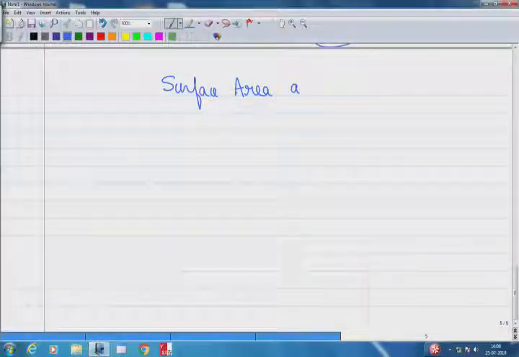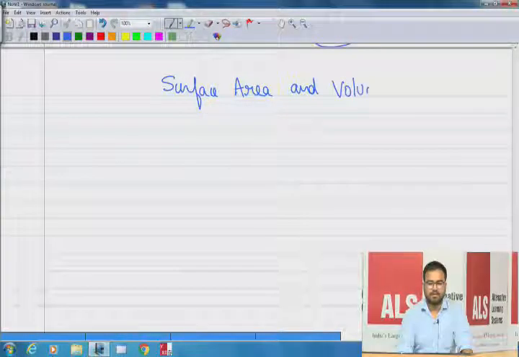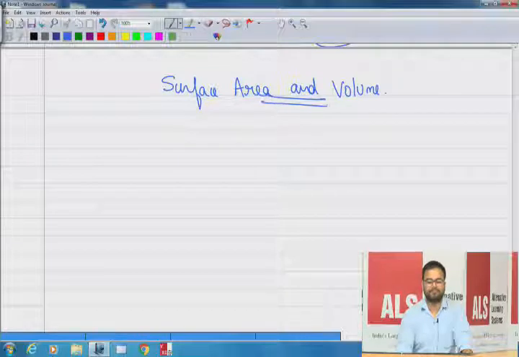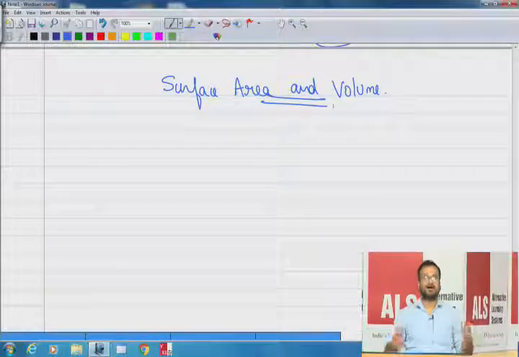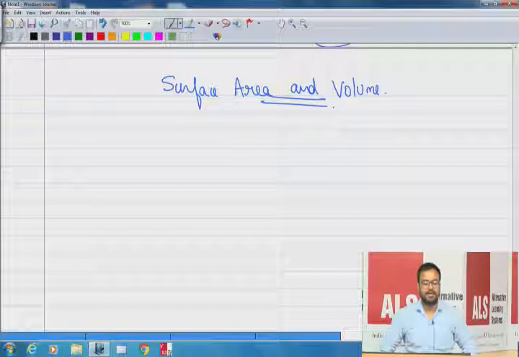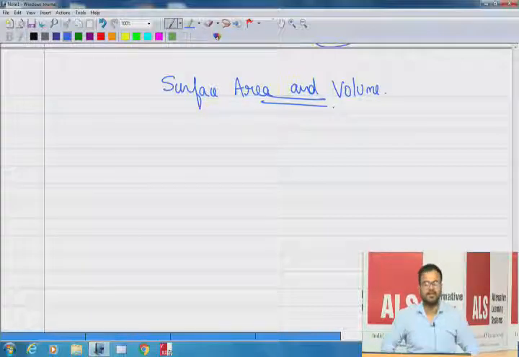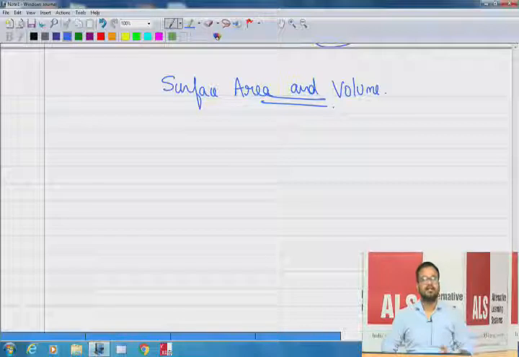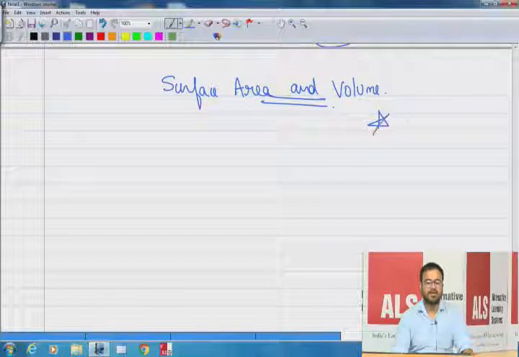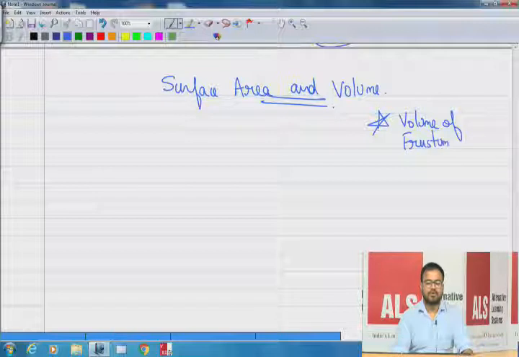surface area and volume. Now, in the 9th class also you have studied the surface area and volume. So what is the difference between the content of the 9th class and the content of the 10th class? The formulas are going to be the same. Only one difference is there, that a new topic you will learn about is the volume of frustum of cone. This is the new topic for you in the 10th class.